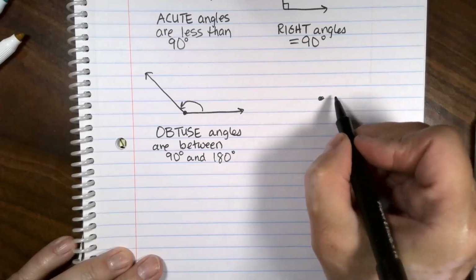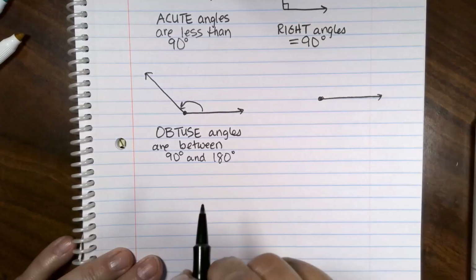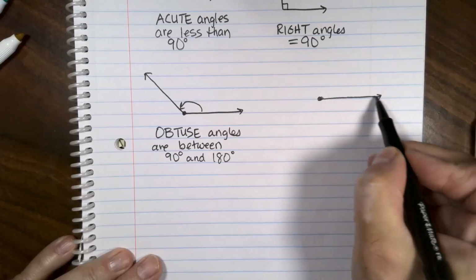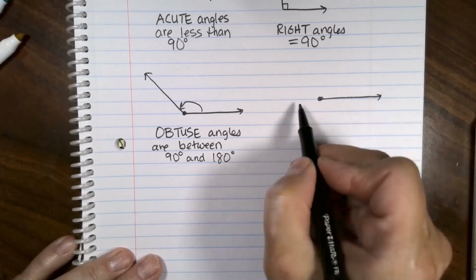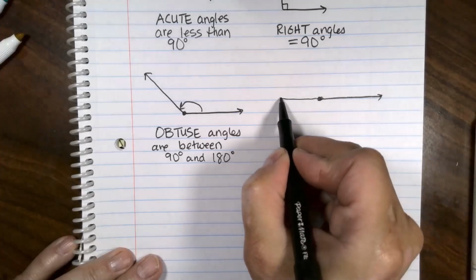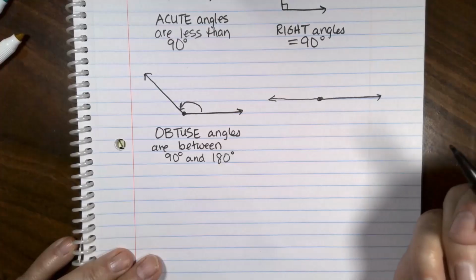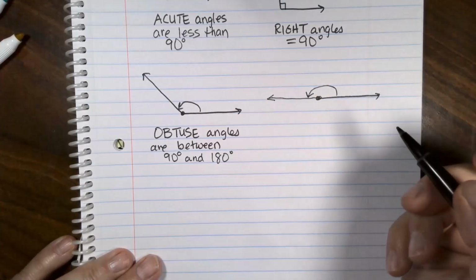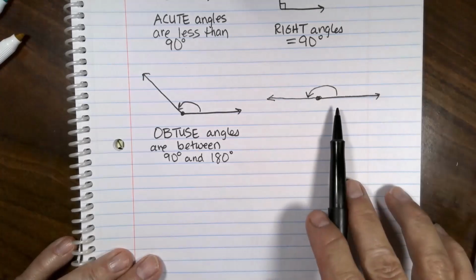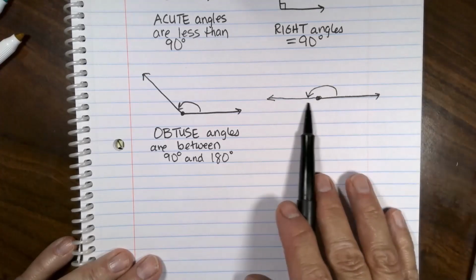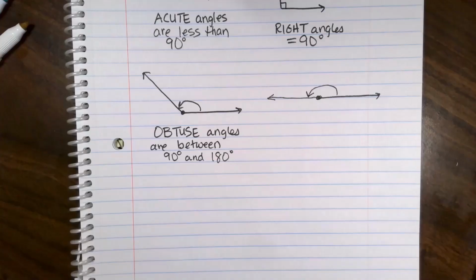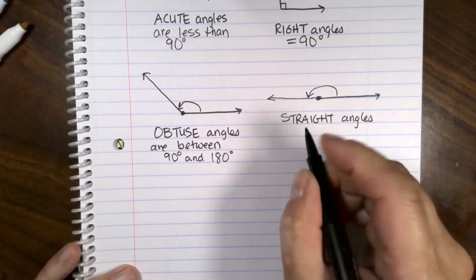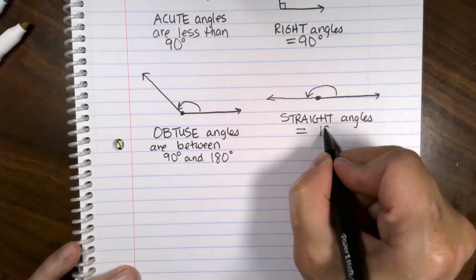And the last one looks like this. Really, this is also the diagram for opposite rays. If I have a ray that starts here and goes this direction, and then I have one that goes completely opposite of that, my line doesn't look straight, but let's pretend it is. This is a straight angle. There's a couple ways of looking at it. It's opposite rays. It also looks like a line with a dot on it. This is called a straight angle. Straight angles equal 180 degrees.